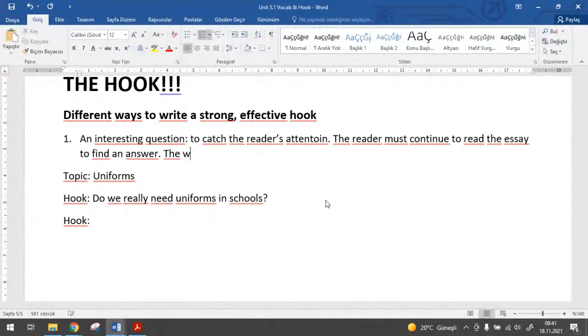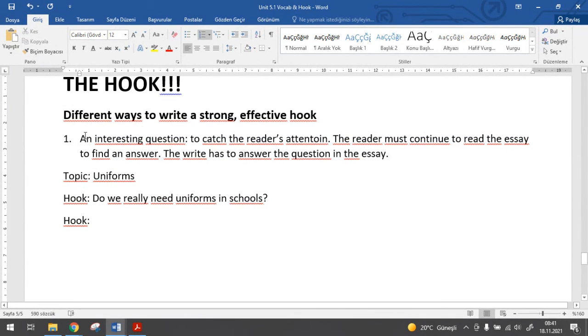And the writer, of course, has a job now. The writer has to answer the question in the essay. So you cannot just ask any question. It must be an interesting question. Also, it must be a question that you will answer in the essay.